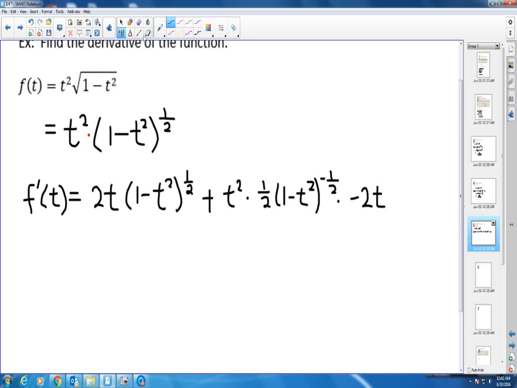Let me just highlight this. This part is the derivative of the second times the first from the product rule. And 2t is the derivative of the first times the second, plus the derivative of the second times the first.